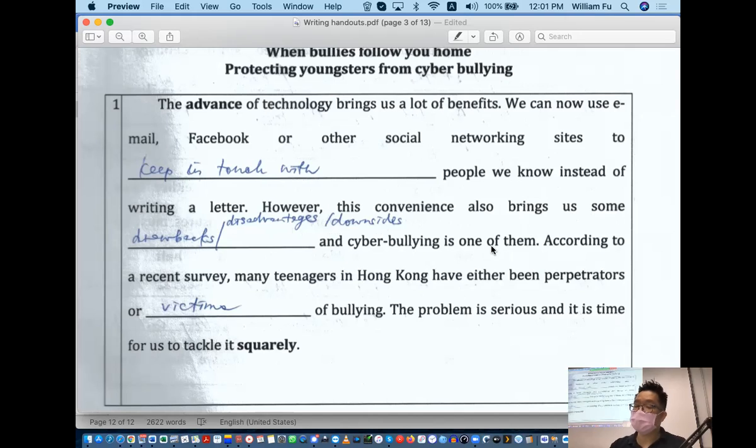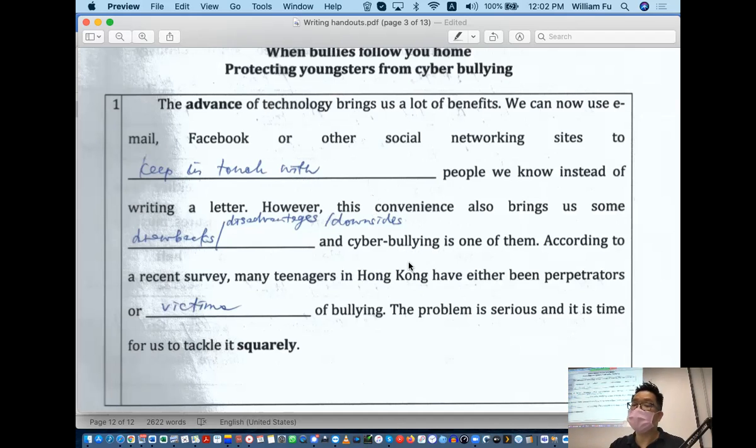And cyberbullying is one of them. Now, have you noticed? Take a look again. First of all, in the first sentence, we talk about technology, and then something good. And then we narrow it down to talk about the downsides. Can you see that? And then narrow it down further down to cyberbullying.